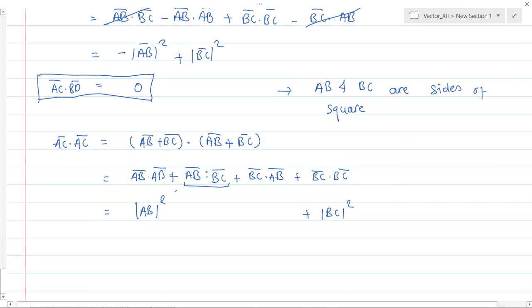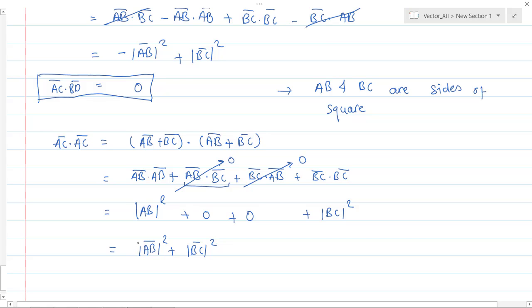Okay, so this part becomes 0 and this part becomes 0 because they are perpendicular to each other, and we know that if they are perpendicular, the dot product is equal to 0. So how much did this come to? AC bar dot AC bar, how much is it? This is equal to AB bar square plus BC bar square. Okay, magnitude of AB square and magnitude of BC square.